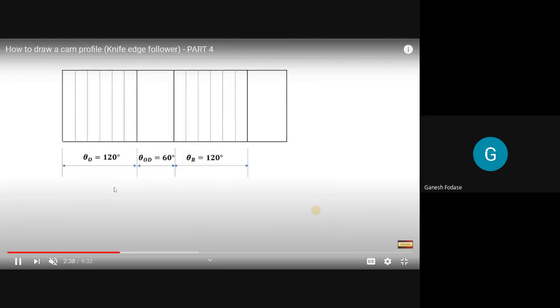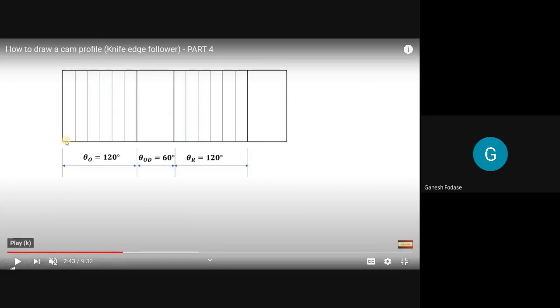Clear first step? After scaling, divide the rise. You can see now here, theta O is 120 degree. I divide theta O into 6 parts. There is no need to divide the dwell period. Don't divide the dwell period. But divide return also into 6 parts. Why do I divide both into equal parts? Because the motion is the same. Whenever the motion during rise and return is the same, divide both into equal parts. If not the same, there is no need to divide into equal parts. You may divide, but it is not essential.